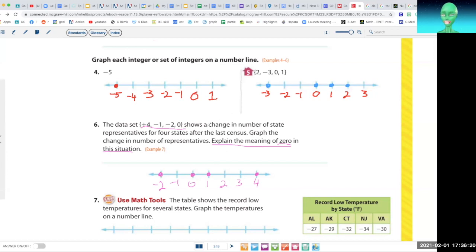So again, this is showing the change in number of state representatives. So what do you think 0 means? If this is showing a change, here they gained representatives, here they lost. What does 0 mean? Ready, go. Right, so 0 means no change, which means the population didn't change. There weren't any more or less people, and so they didn't have more or less representatives.